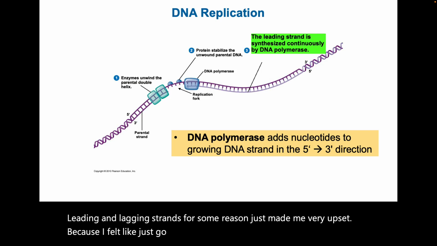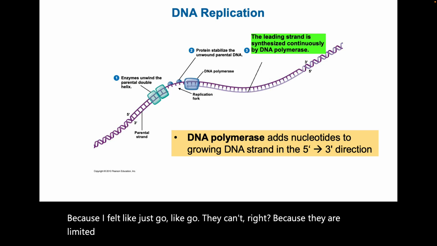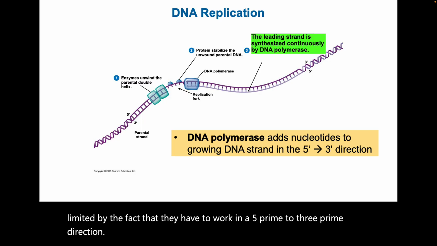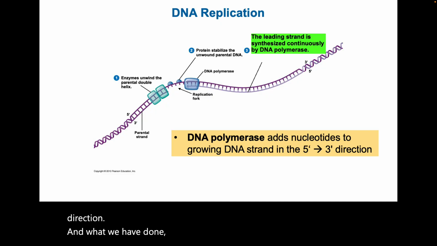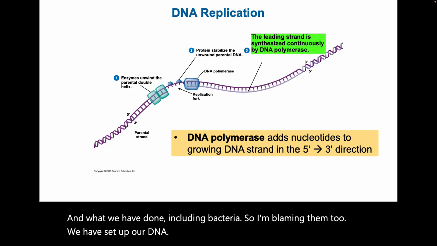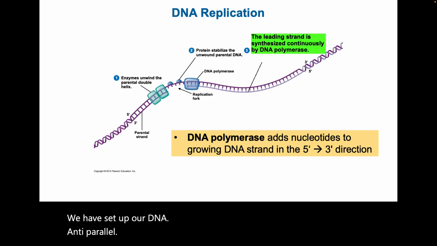I felt like, oh, just go, like go. Well, they can't, right? Because they are limited by the fact that they have to work in a 5' to 3' direction. And what we have done, including bacteria, so I'm blaming them too, we have set up our DNA anti-parallel. Which means if you have one strand, 5' to 3', its paired strand is 3' to 5'. They are anti-parallel.